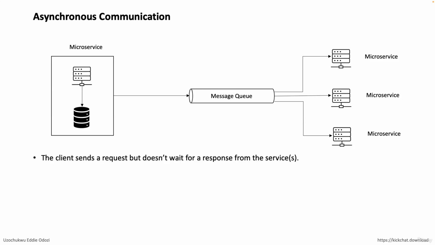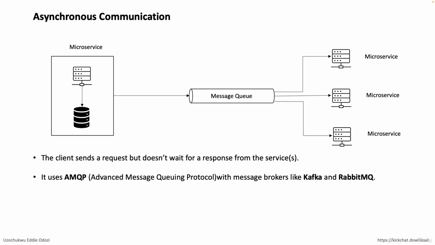The client sends a request but doesn't wait for a response from the server or services. It uses the Advanced Message Queuing Protocol with message brokers like Kafka and RabbitMQ. So in our own case, we are going to be using RabbitMQ. And then we'll see how we can implement the direct messaging and the fan-out messaging.